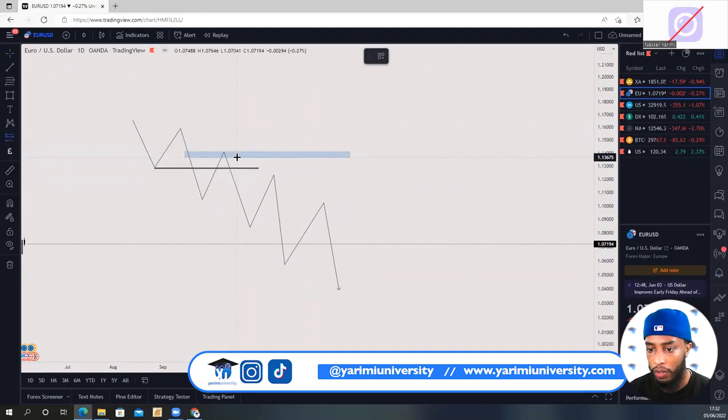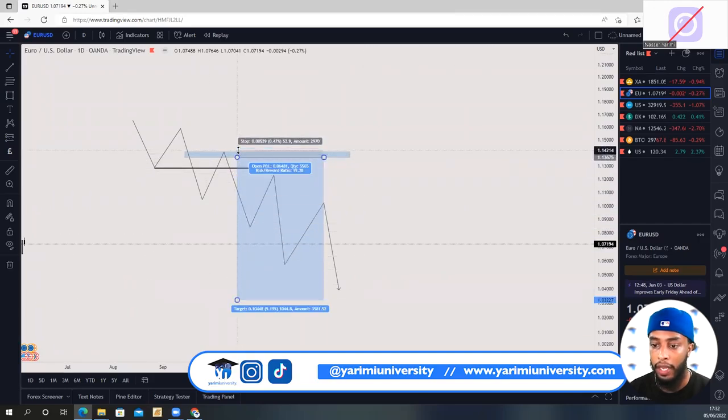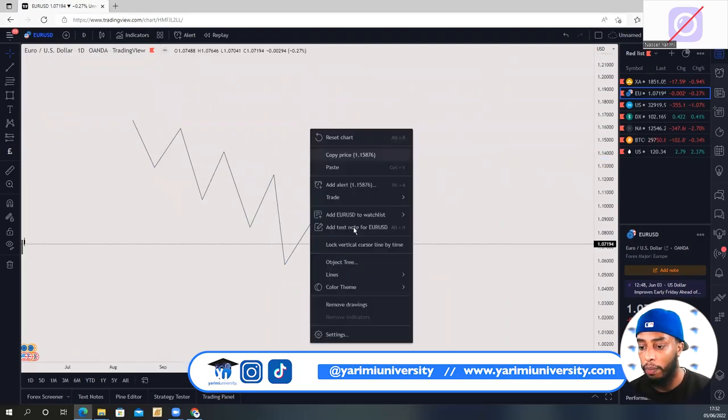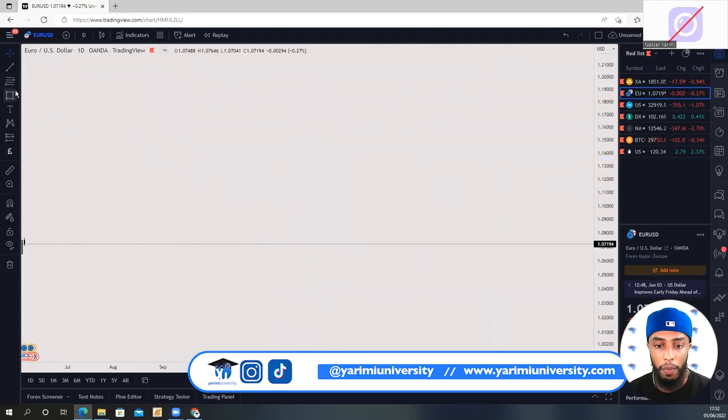Okay, we're going to enter the trade and target lower, and our stop loss will lie above the supply zone. This is how the market moves, guys. If I show you the chart later, you will see. In an uptrend, it's the complete opposite, the absolute opposite.